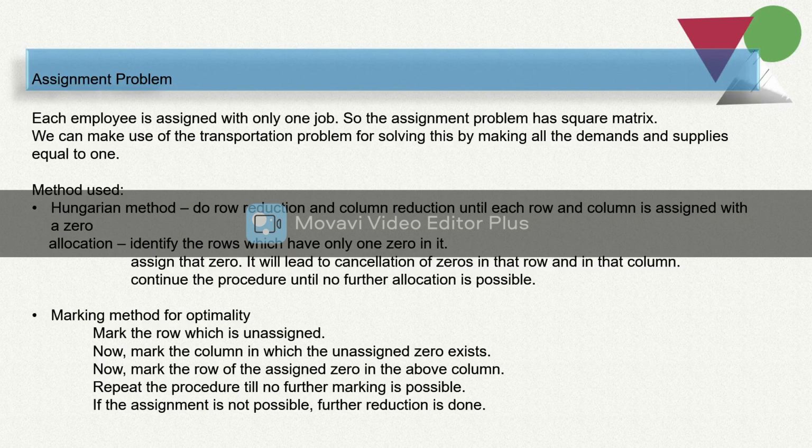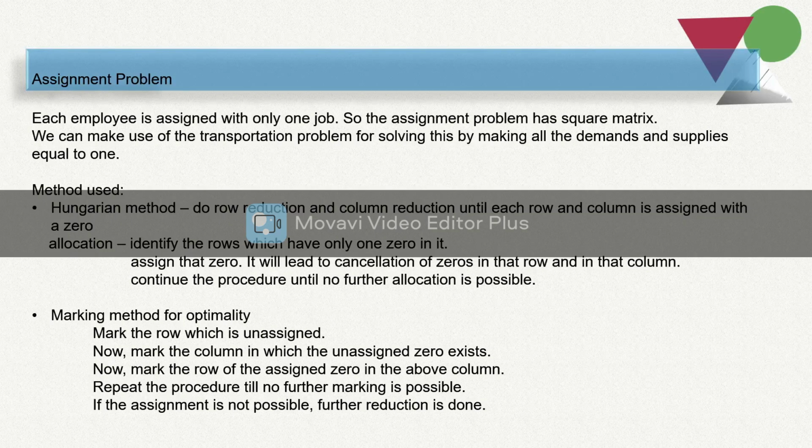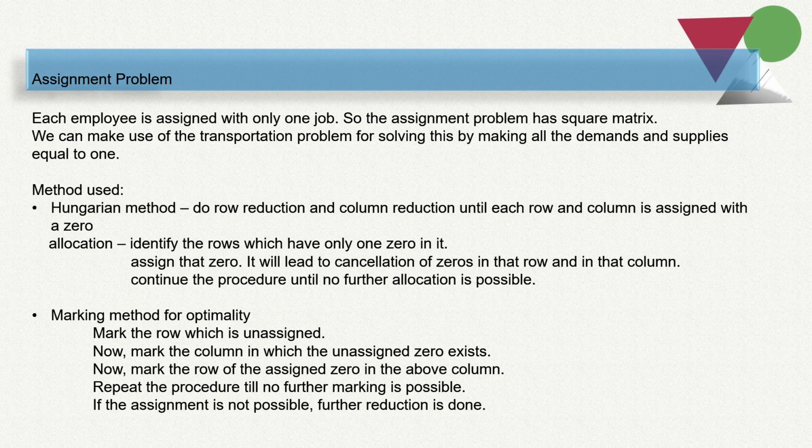Then moving to assignment problem. Here each employee is assigned with only one job. So, the assignment problem has square matrix, where in case of transportation we have rectangular matrix. We can make use of transportation problem for solving this by making all the dimensions supplies equal to 1 while solving in TORA. Then moving to the method used, Hungarian method.